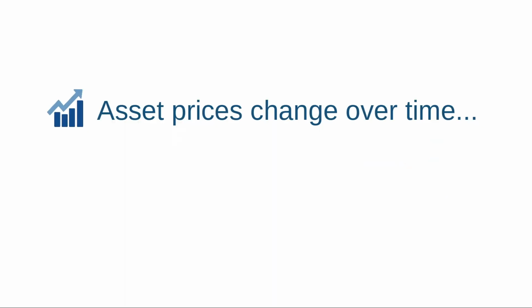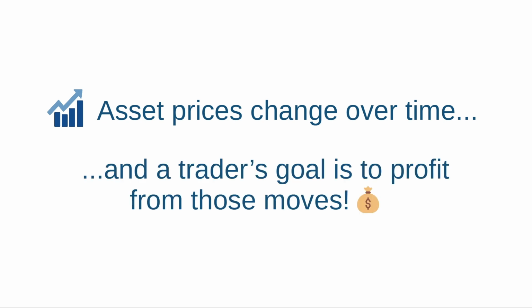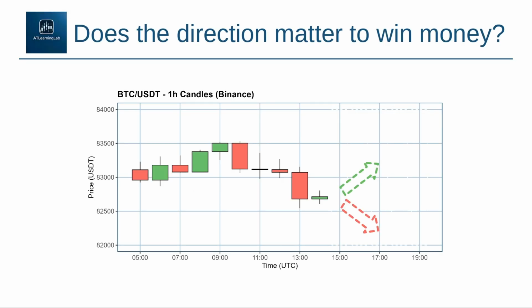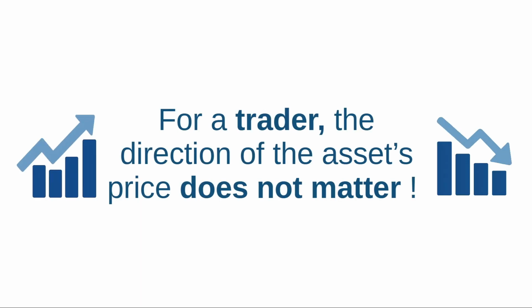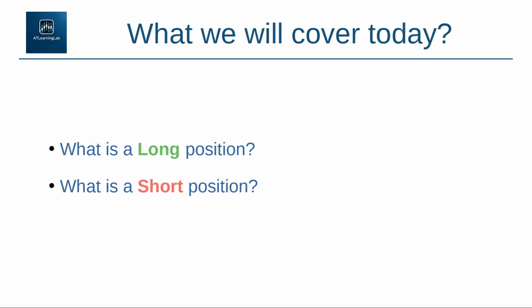In the previous video, we observed how the asset price changes over time, and the trader's goal is to profit from those moves. For example, we have this graph over here, and the price can go up or can go down. But maybe the question for someone is, does the direction matter to win money? For a trader, the direction of the asset's price doesn't matter. But how? So this is what we are going to cover today.